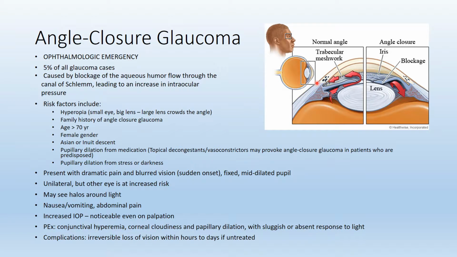Physical examination will reveal conjunctival hyperemia, corneal cloudiness, and pupillary dilation with a sluggish or absent response to light. This is an ophthalmologic emergency because it can result in loss of vision within hours to days if it's not treated.